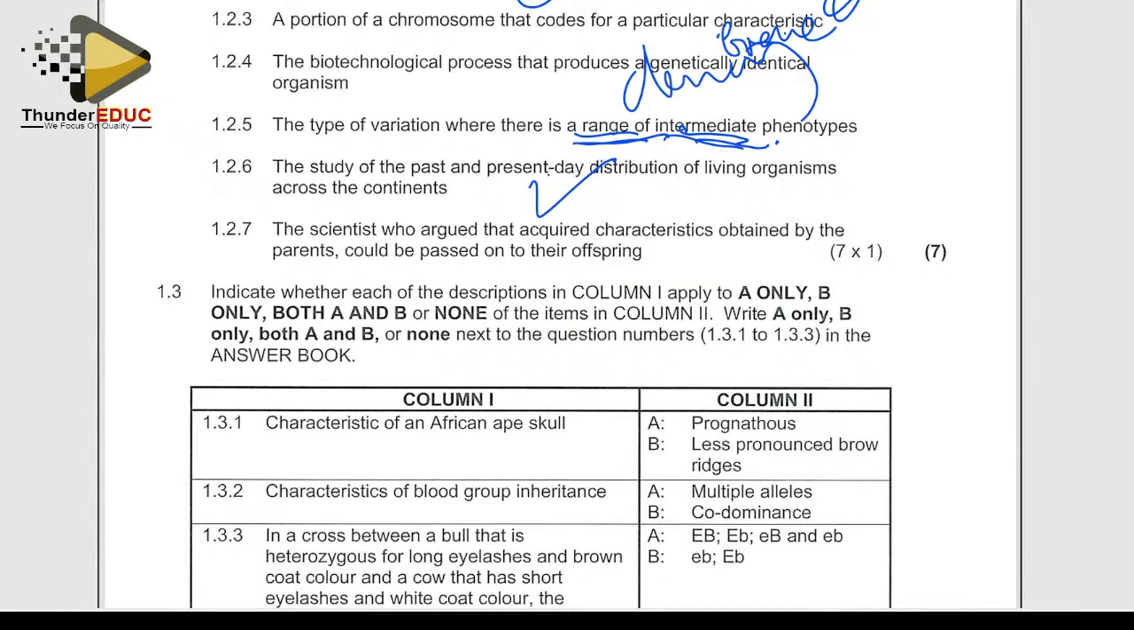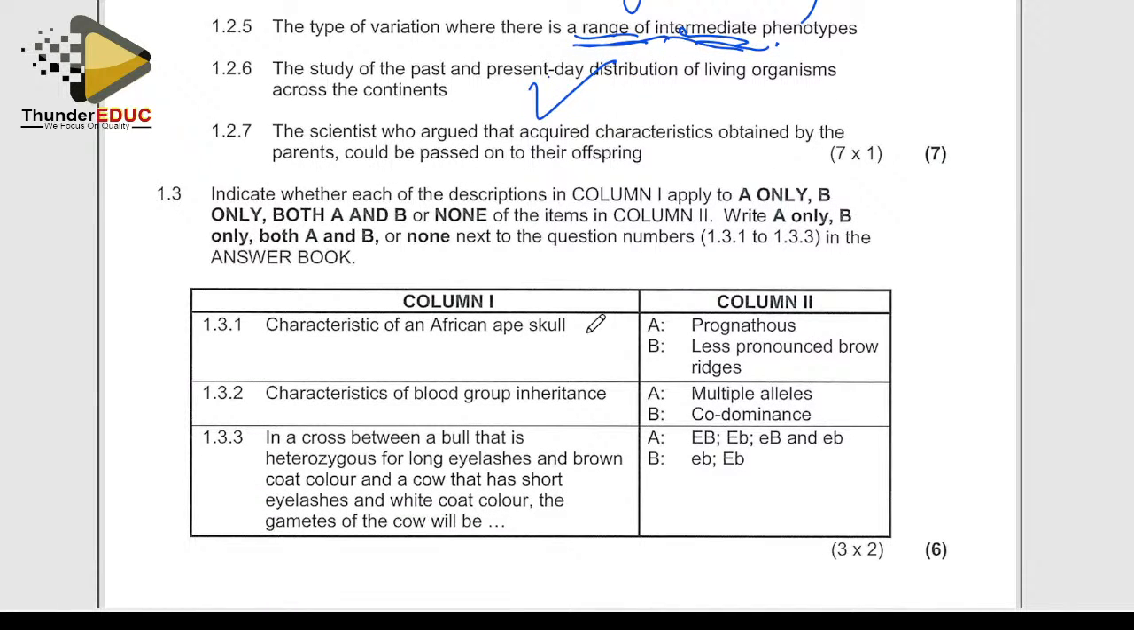They're saying the scientists who argue that acquired characteristics obtained by the parent could be passed to the next generation or offspring. Who is that scientist? That is Jean-Baptiste de Lamarck, or Lamarck. Even if you say Lamarck, I think they will give you a mark in that regard. Yes, we continue to the next one.